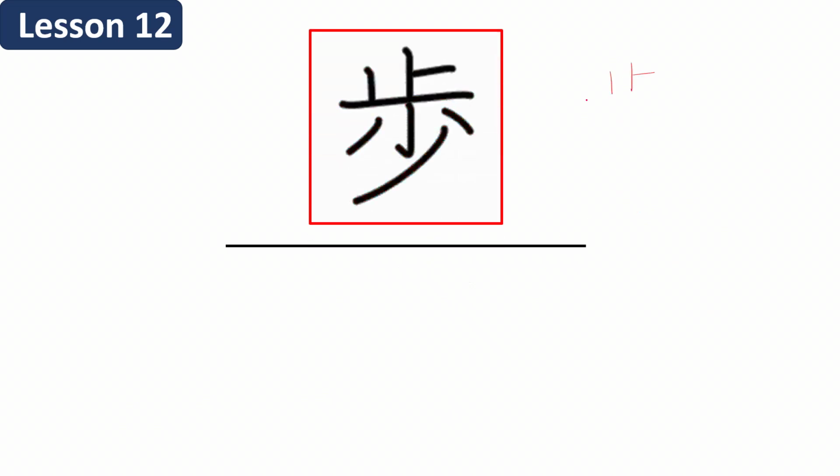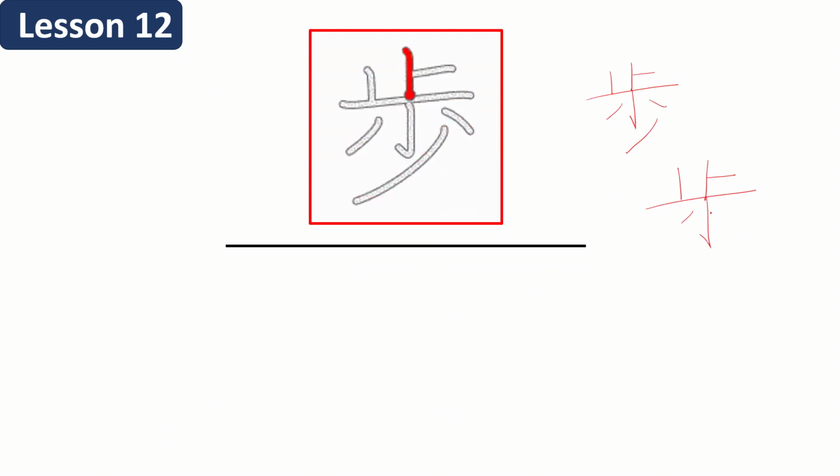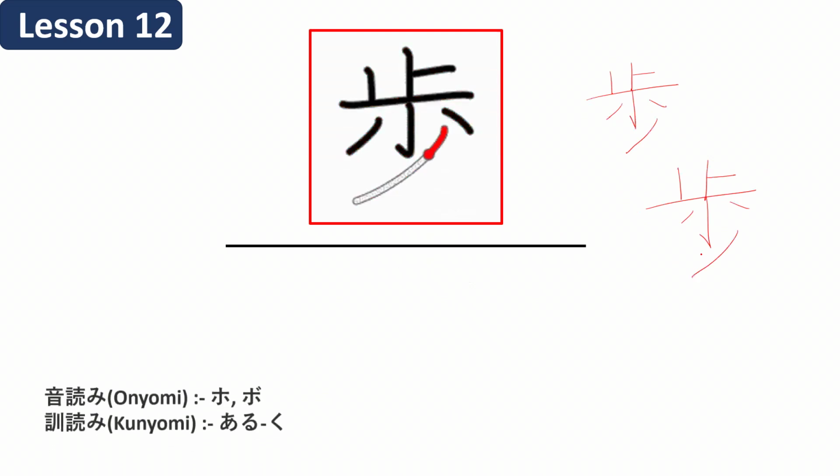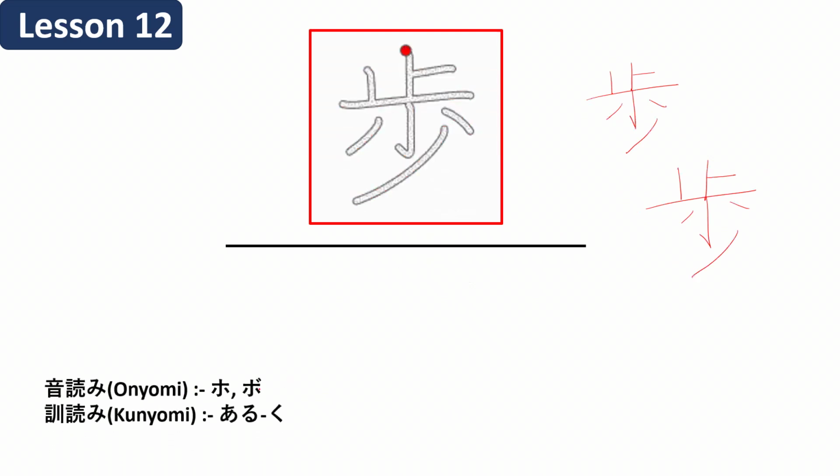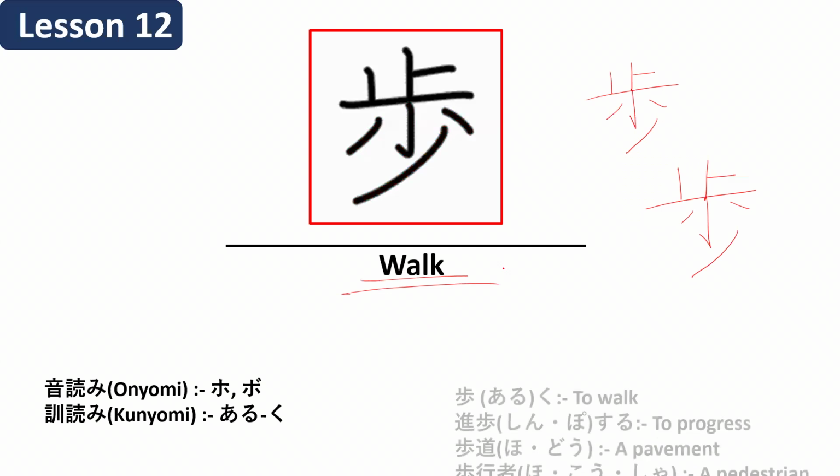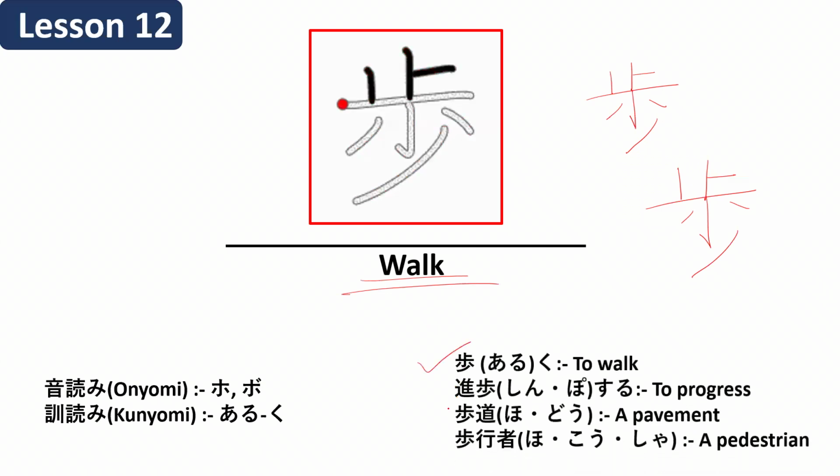Ichi, ni, san, shi, go, roku, shichi, hachi. Onyomi is ho, bo. Kunyomi is aruku. Aruku is to walk. Shinposuru. Shinposuru is to progress.